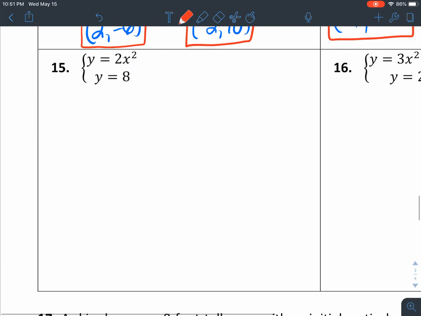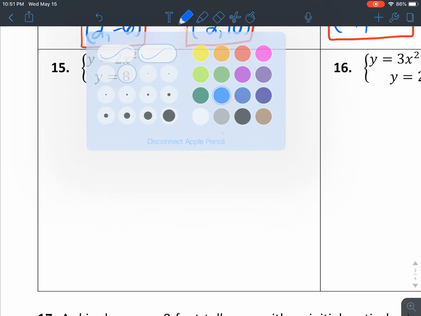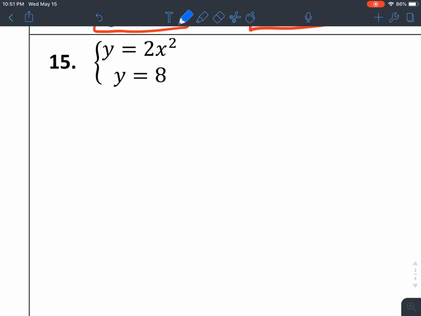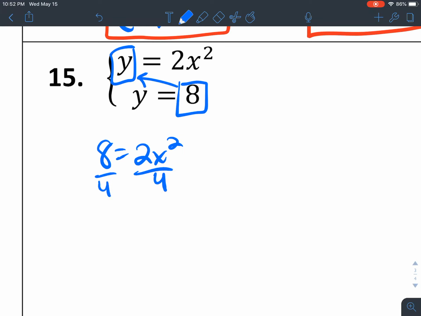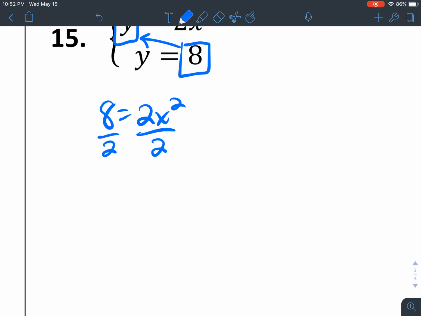Okay. 15, very, very similar. You've already got one of your equations solved for you already. This is a quick, super nice, easy one because I'm just doing that substitution right there. It gives me 8 equals 2x squared. I divide by 4. I get, sorry, I don't know why I'm dividing by 4. Subconsciously, I know 4 is going to be my answer coming up here. I should be dividing by 2, and I realize x squared equals 4.